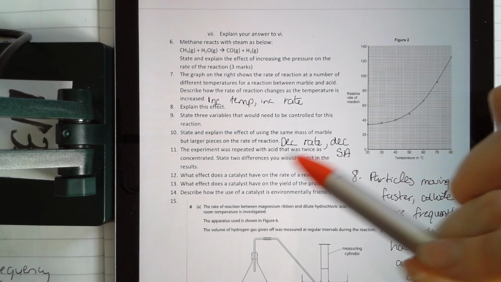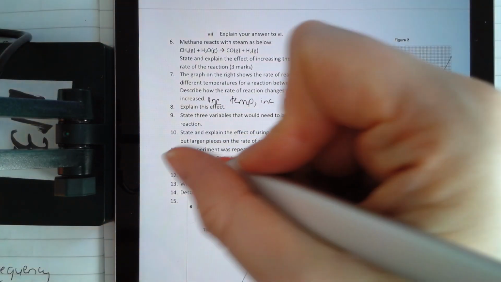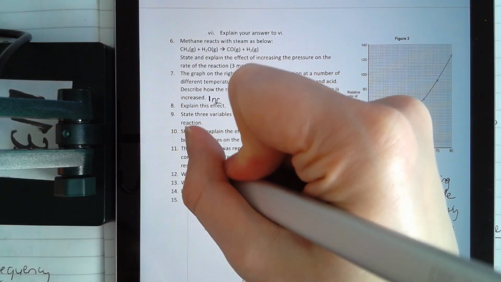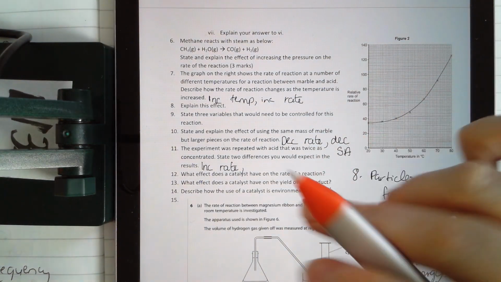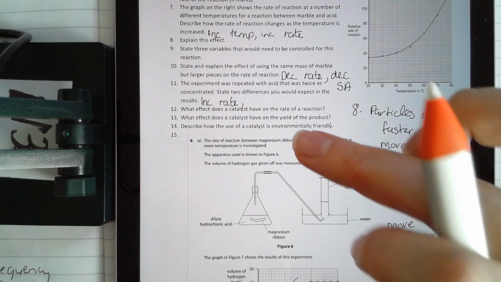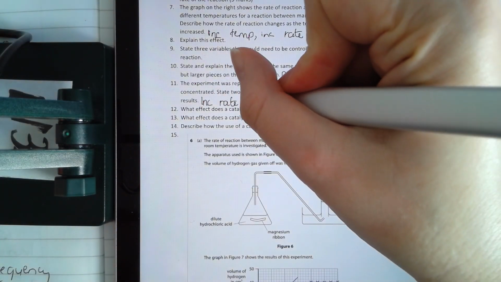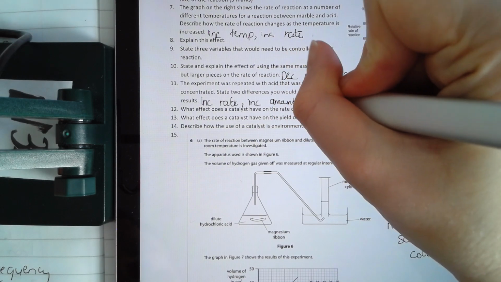The experiment is repeated with acid twice as concentrated. Give 2 differences. So if you are increasing the concentration, we've already seen that this increases the rate. So that's the obvious difference. The second difference, okay, if you're increasing the concentration, that means you are starting with more acid. And if you're starting with more acid, you are going to increase the amount of product.